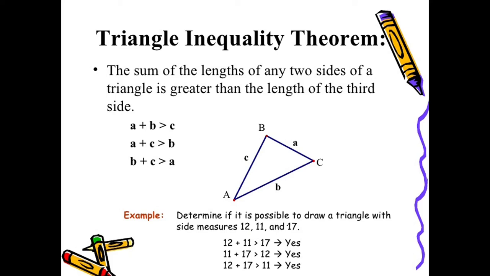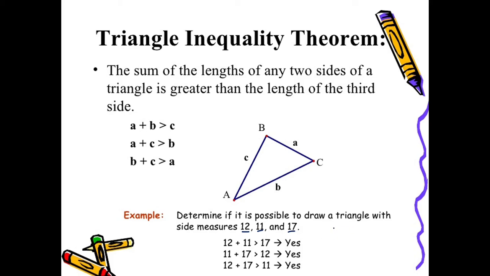Determine if it is possible to draw a triangle with the side measures 12, 11, and 17. We'll check that the sum of any two sides must be greater than the third side. 12 plus 11 is greater than 17, yes. 11 plus 17 is greater than 12, yes. 12 plus 17 is greater than 11, yes. So it is possible to have a triangle with the side lengths 12, 11, and 17.